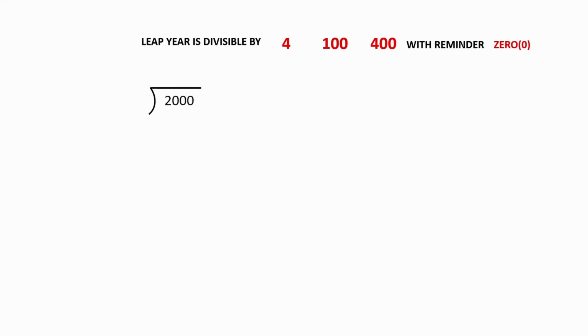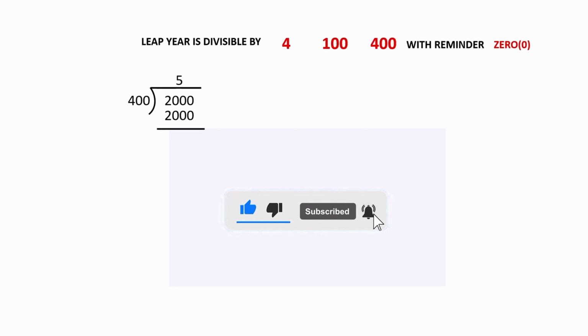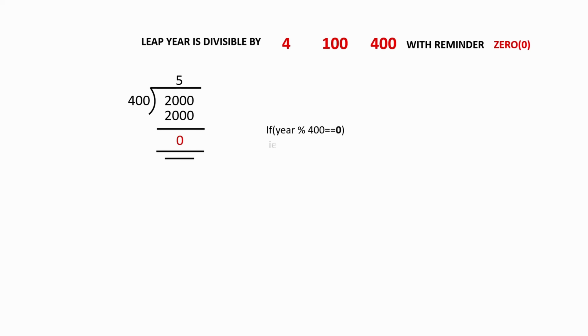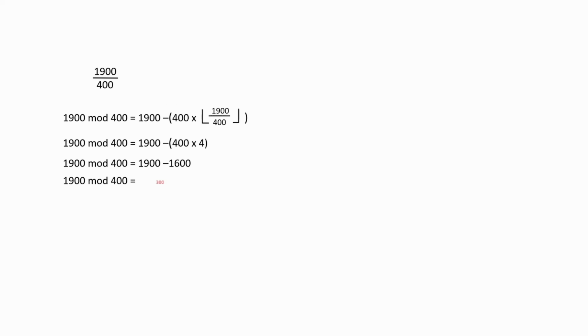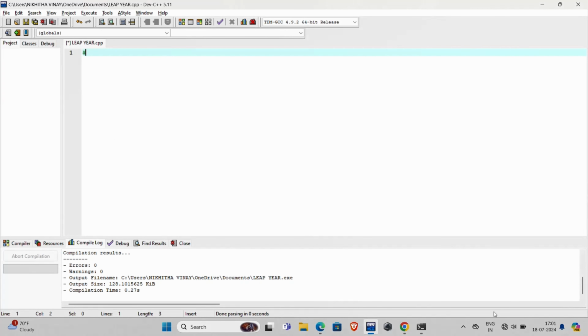If I take the example of the year 2000 and divide it by 400, I'll get a quotient of 5, and the remainder is 0. In the same way, if I divide 1900 by 400, I'll get a quotient of 4.75 and the remainder is 300. So 1900 is not a leap year, but 2000 is a leap year. Now let us write the code.